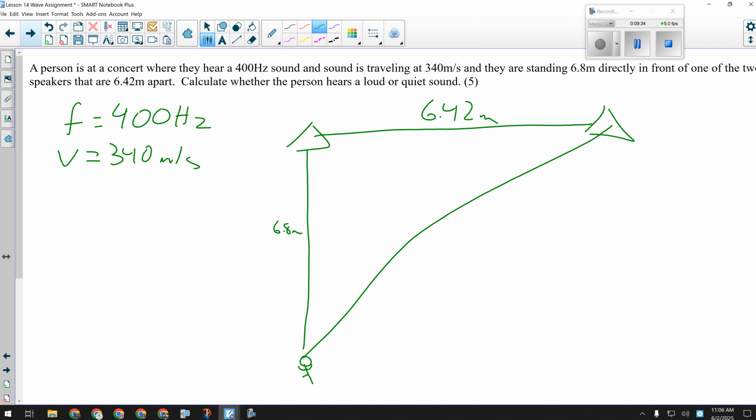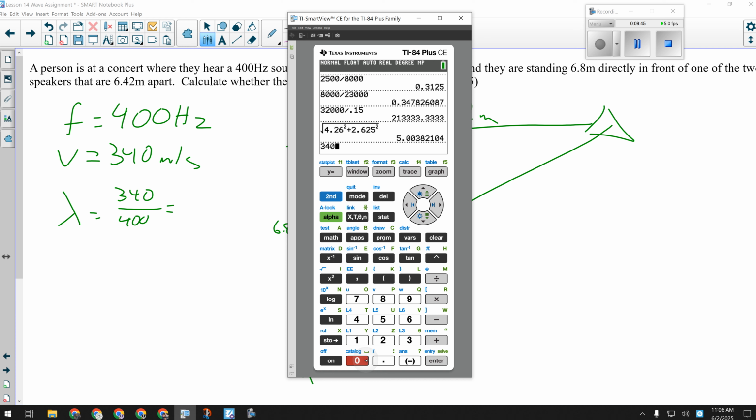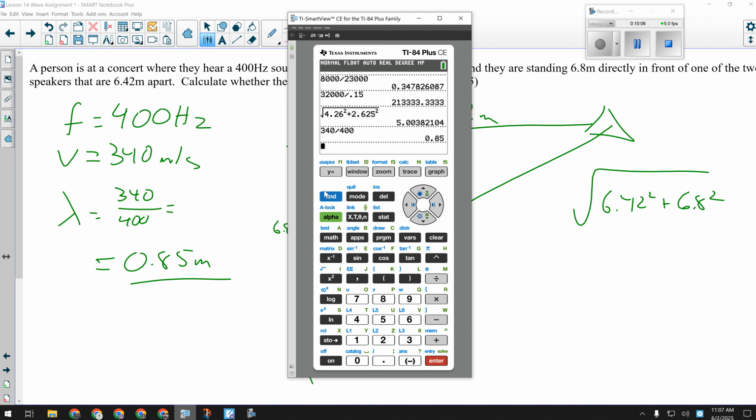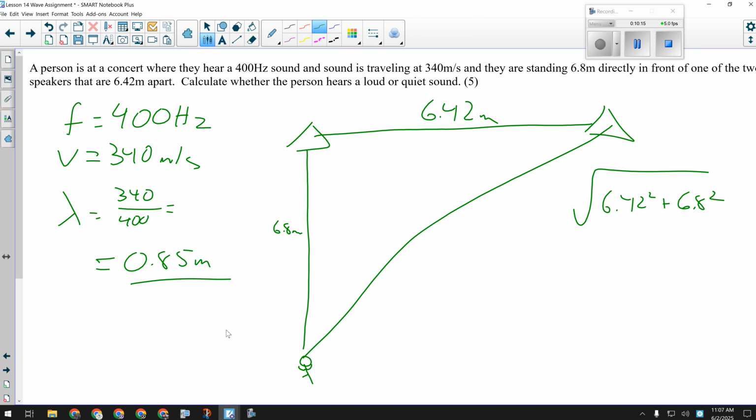So, things I've got to know. Wavelength: 340 over 400, just V over F. So 0.85 is our wavelength. I need to know how long this side is, so the square root of 6.42 squared plus 6.8 squared. So 9.35 for this side.